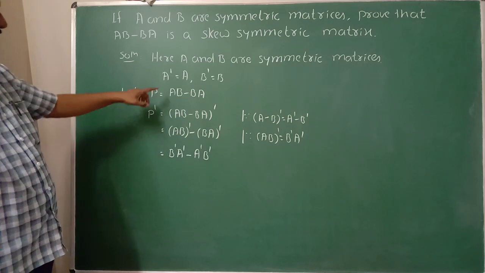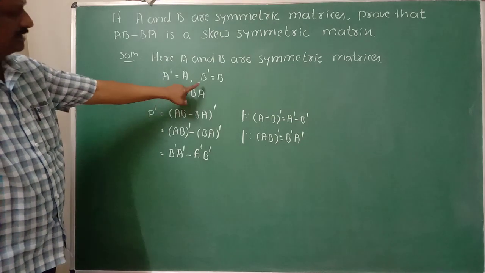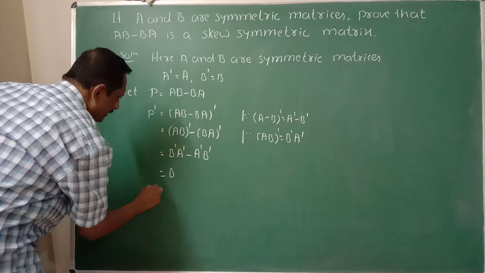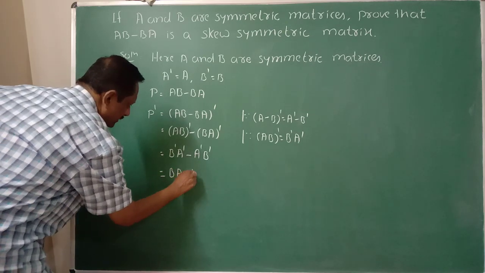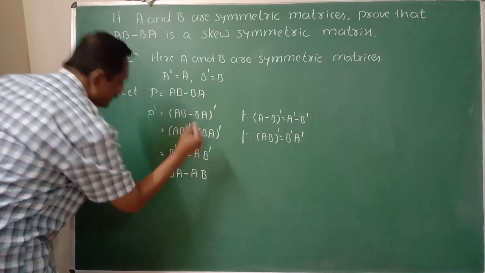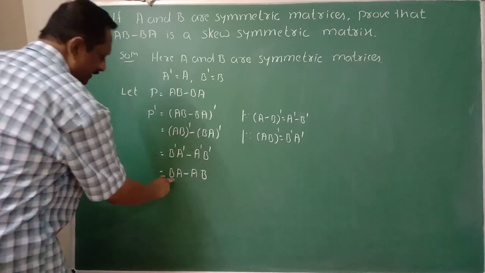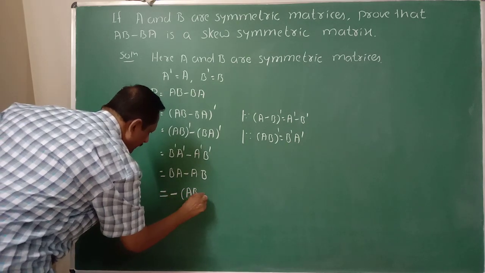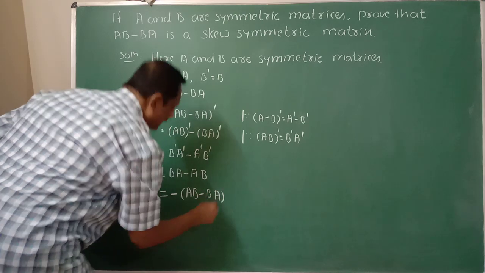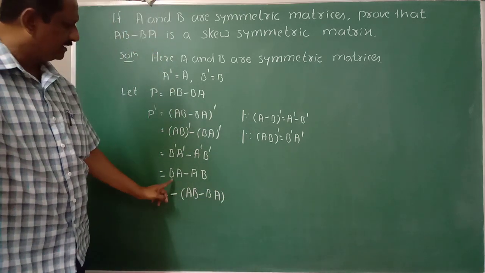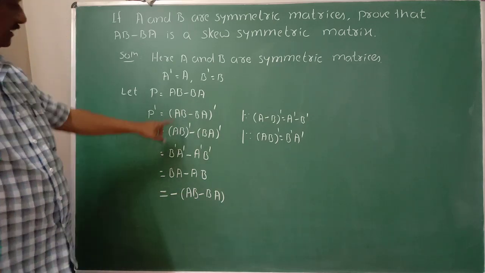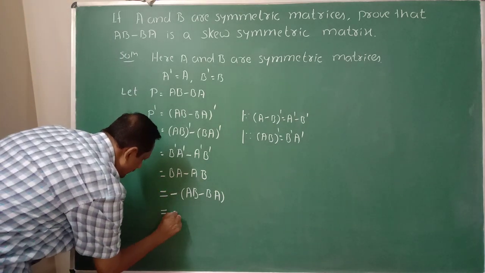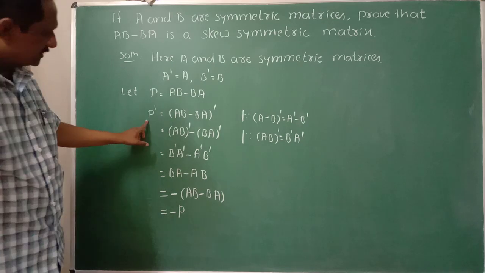Then A dash is equal to A and B dash is equal to B, so use this. Hence this is equal to B into A, minus A into B. Then take a minus common factor. This implies minus of AB minus BA, because the positive term and the negative term swap. AB minus BA is P, therefore this becomes minus P. So P dash is equal to minus P.